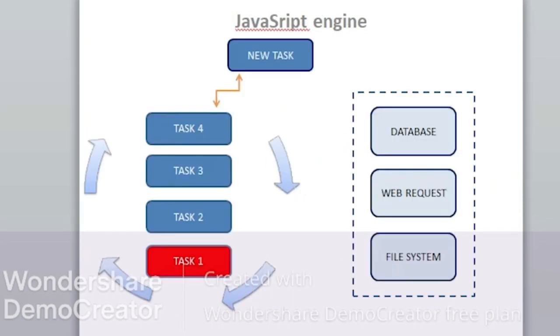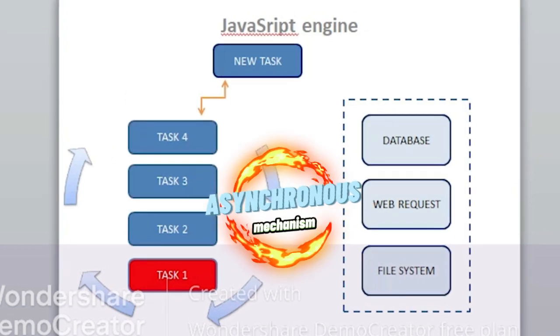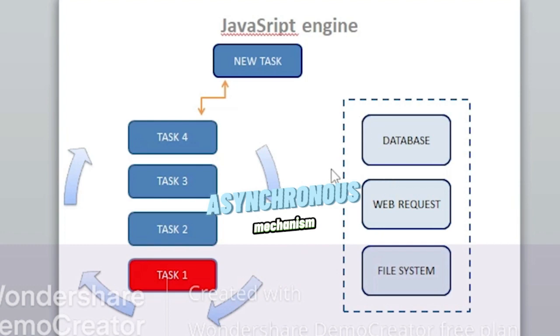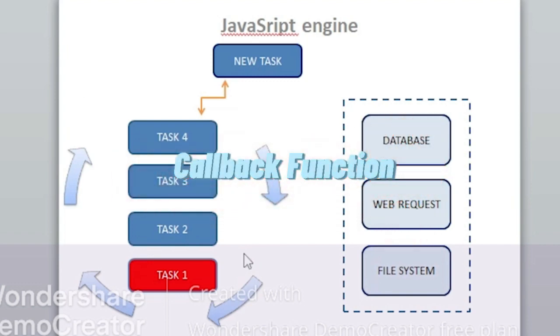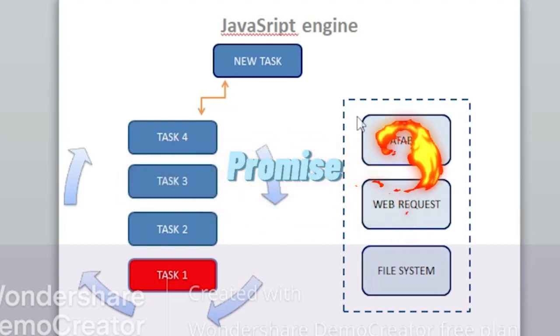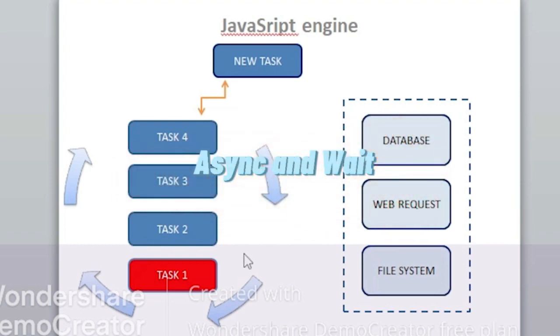But however, it has an asynchronous mechanism. This is it. The asynchronous mechanism could be in the form of callback function or a promise or async and await. So it depends on the particular mechanism you are using.